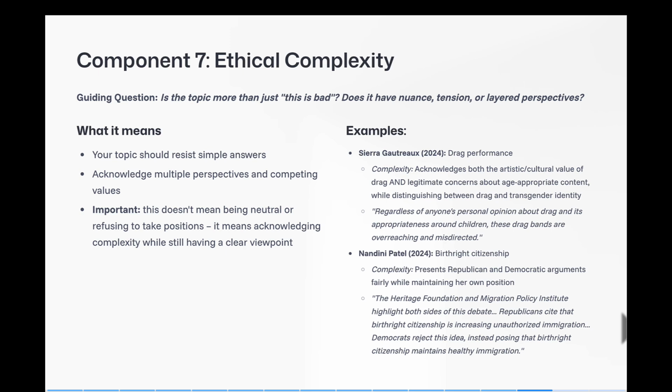You can imagine a really weak version of this for ethical complexity would just be like giving a speech on social media where you just stand up and you just discuss how bad social media is for the entire speech.